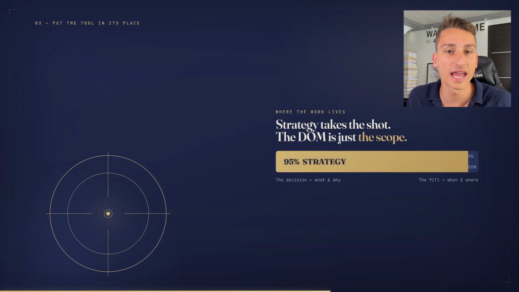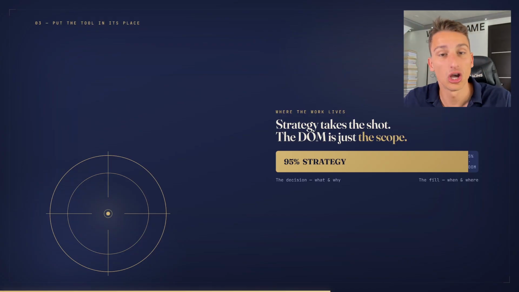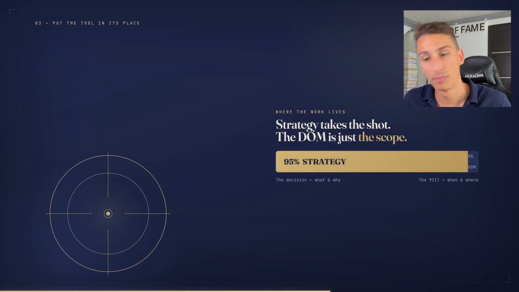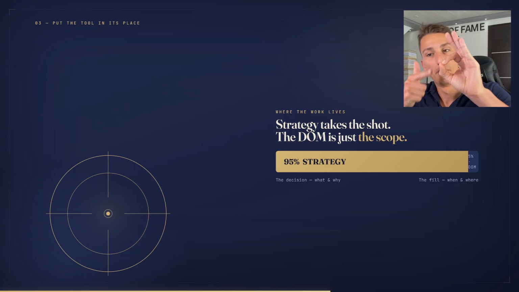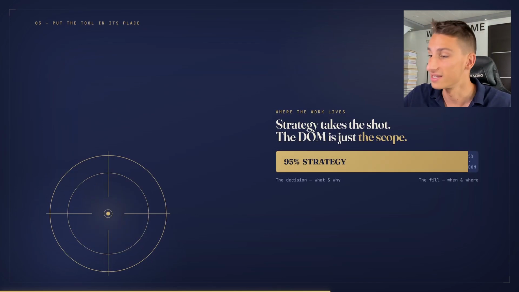And here's the analogy I keep coming back to. Your strategy is the decision to take the shot, what you're aiming at and why. The DOM is the scope, but a scope on a rifle pointed at the wrong target is completely useless, worse than useless. So what does the DOM actually do well?